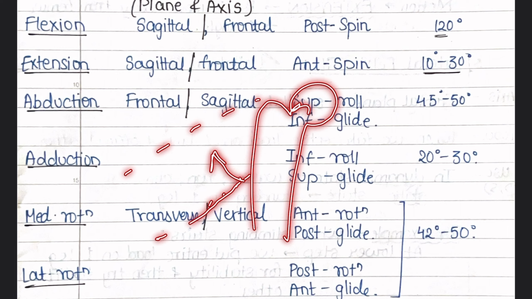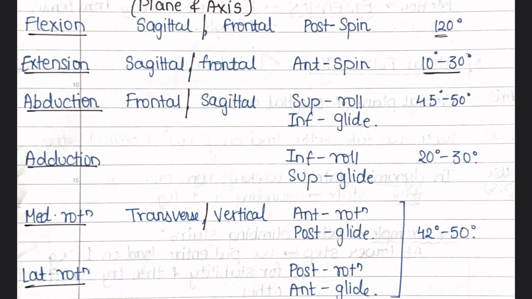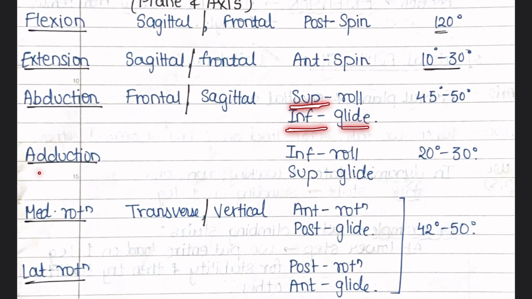So obviously the roll will be in the superior direction, as this arm will move like this. So the roll will be in the superior direction and the glide will be in the inferior direction. This arthrokinematics you have to learn separately to understand what I am telling. Then the normal angle is 45 to 50 degrees. Then adduction, the roll is inferiorly but the glide is superiorly. Opposite relation here also, you can remember it by this.